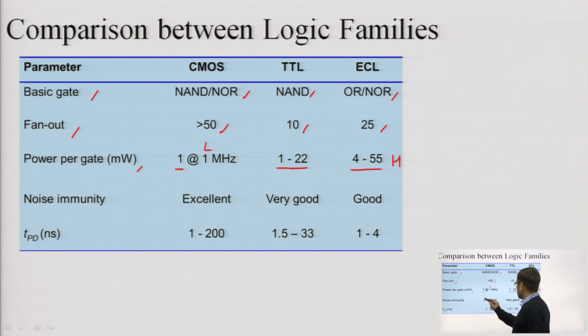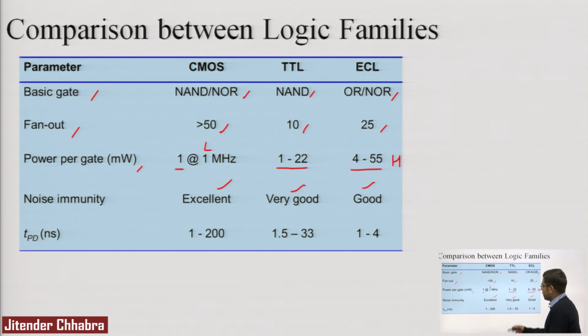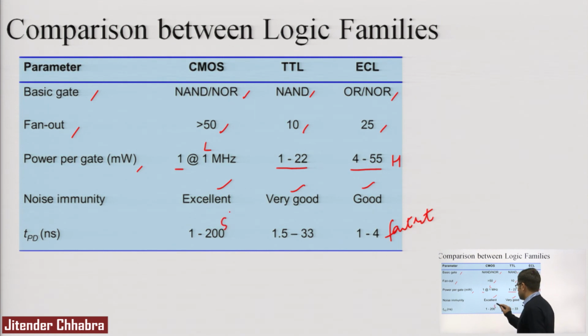Noise immunity is excellent, very good. And for propagation delay, this is the fastest, and this is the slowest. But some special cases of CMOS are also there which can solve this speed problem. So that is why we mostly prefer between the TTL and CMOS families.